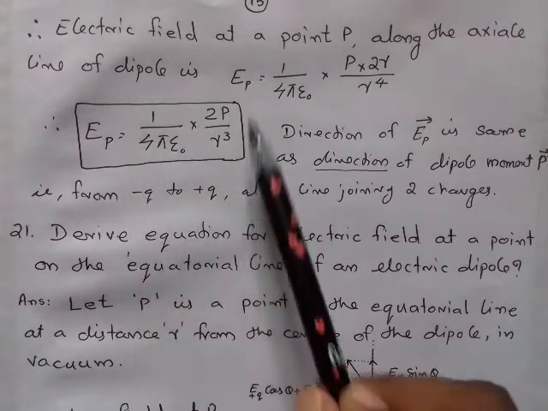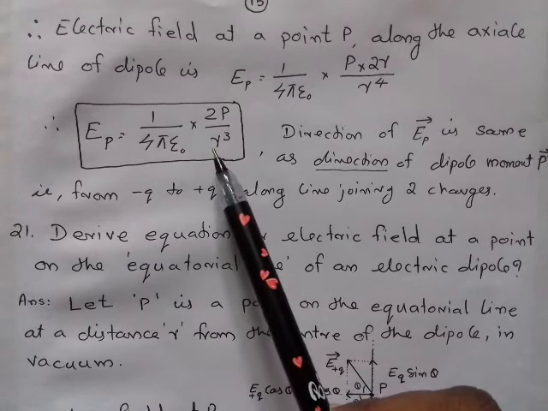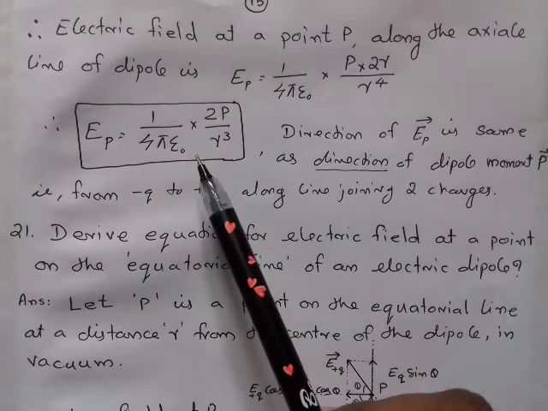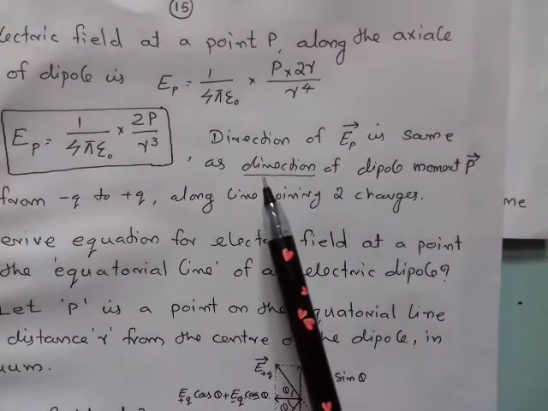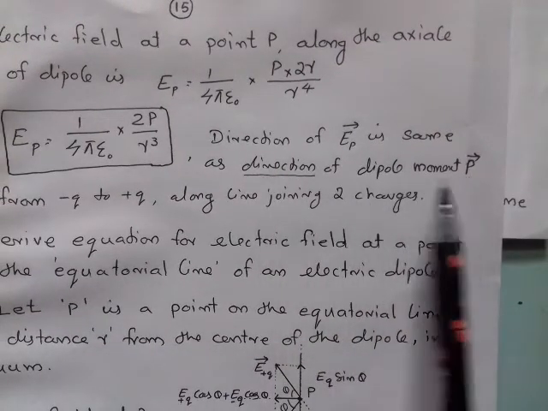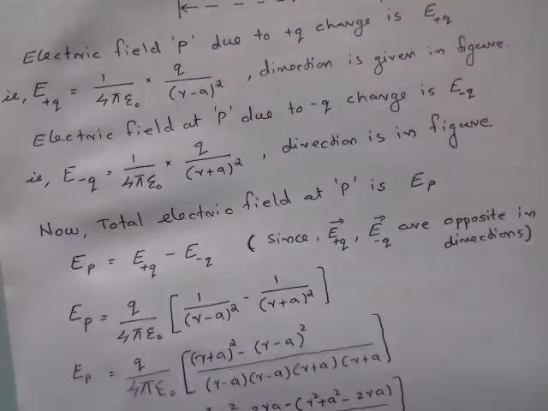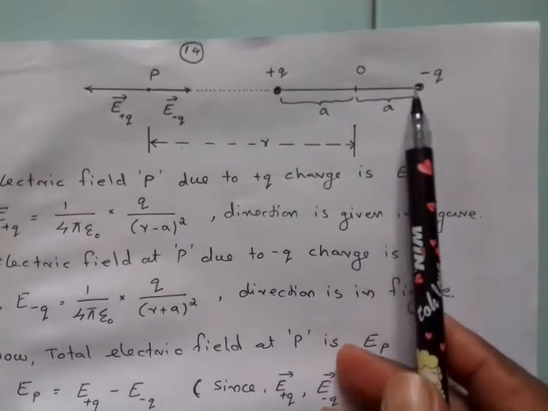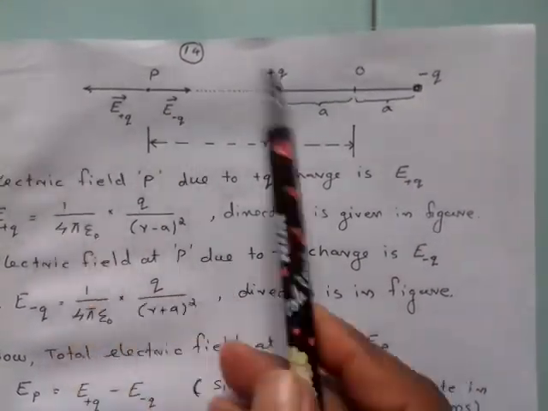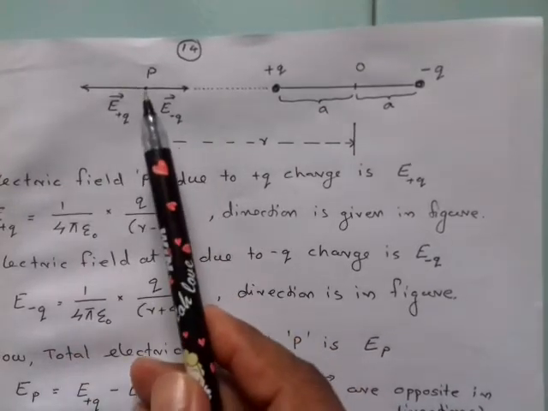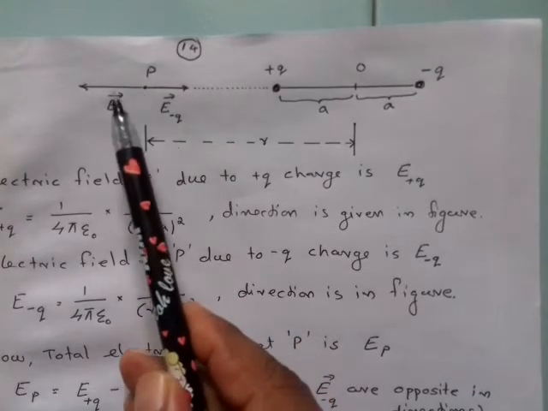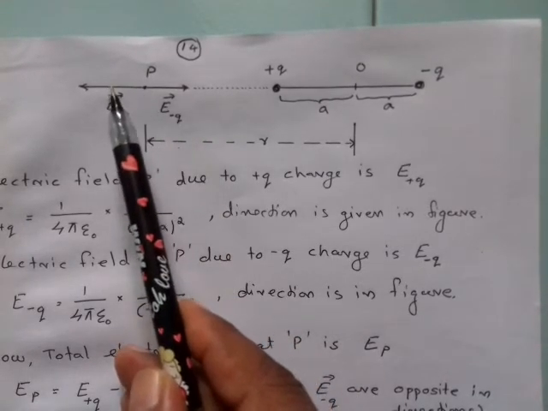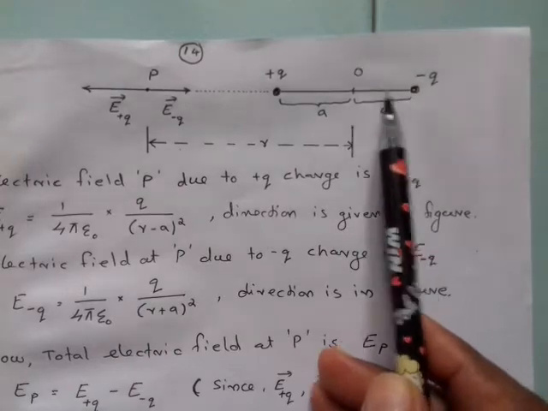Okay, this is the magnitude of the electric field at a point P along the axial line. Now about the direction. The direction of the electric field is always the same as the direction of the dipole moment. You know the direction of the dipole moment: it is from the minus charge to the plus charge, in this direction. In the figure, this vector is larger compared to this vector, so the resultant will be towards the left, the same as the dipole moment direction.